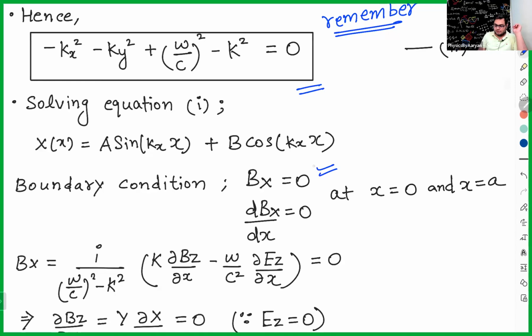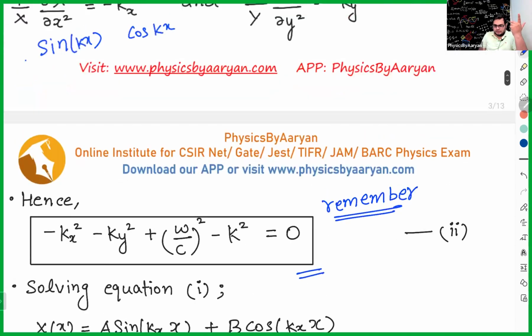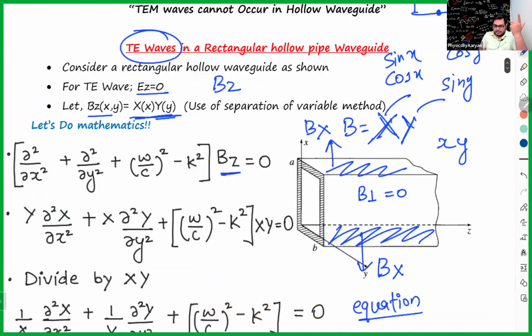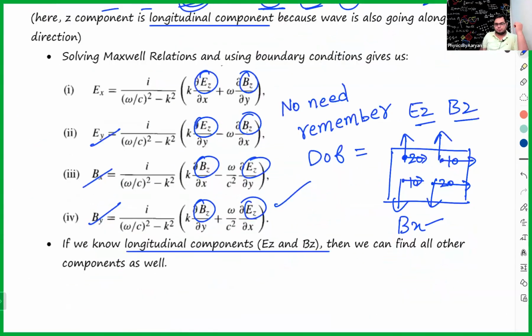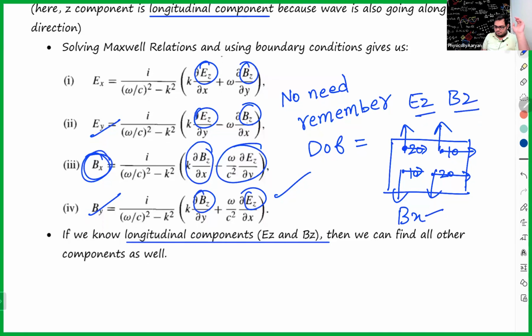Okay, so if Bx has to be 0, let's go to the equation so that I can show you something. If Bx has to be 0 and Ez is already 0, because it is a TE wave, then can I say that ∂Bz/∂x has to be 0? What do you say? Why am I saying that Bx is 0 in the first place?